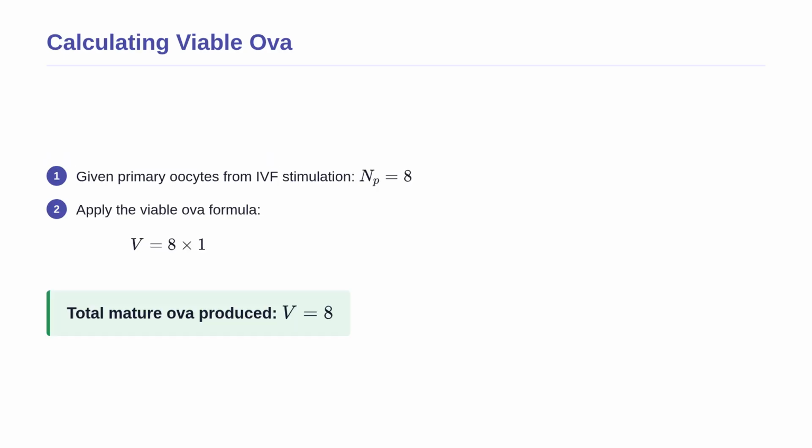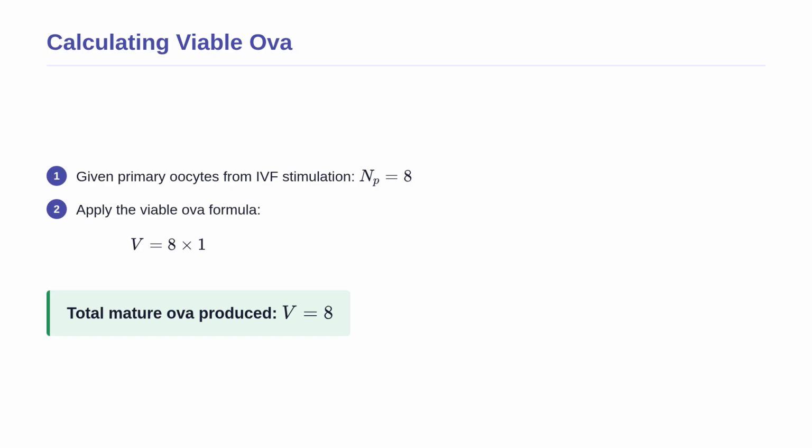Before we move on, let us apply this yield formula in a clinical setting. During an in vitro fertilization cycle, a fertility clinic stimulates a patient's ovaries to bring 8 primary oocytes to full maturation. We are asked to calculate the total number of mature ova produced.